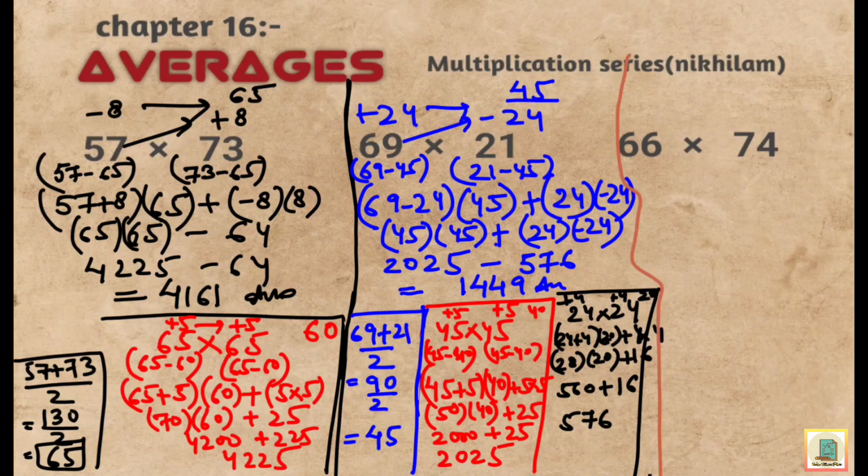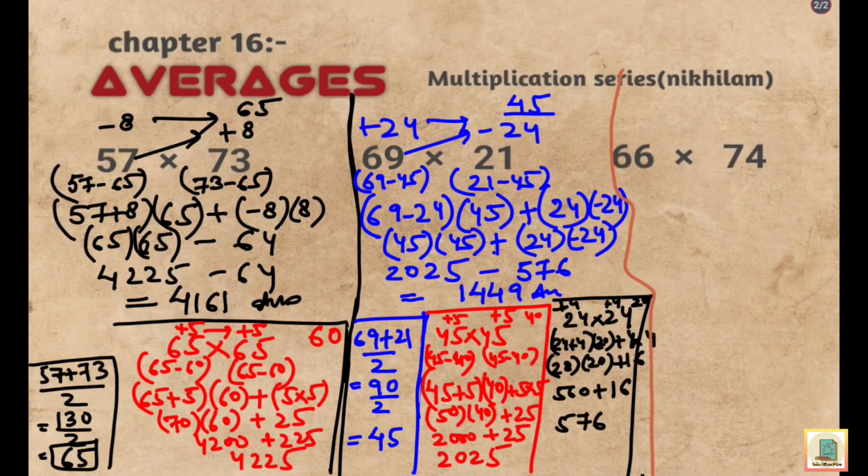So let's find out the third question, which is 66 multiplied by 74. So now let's find out the average first. So 66 plus 74 divided by 2. 66 plus 74 gives you 140, divided by 2, so 70 as the average. So 70 we'll consider the base.